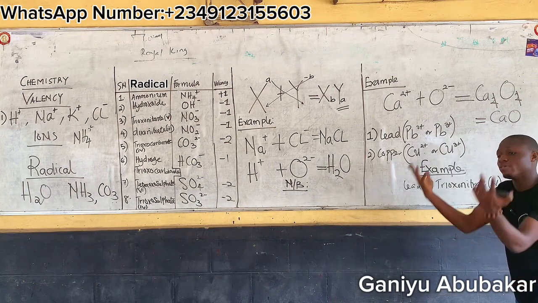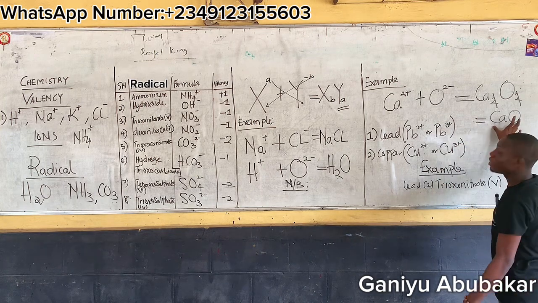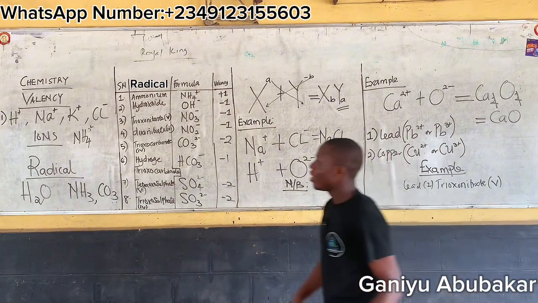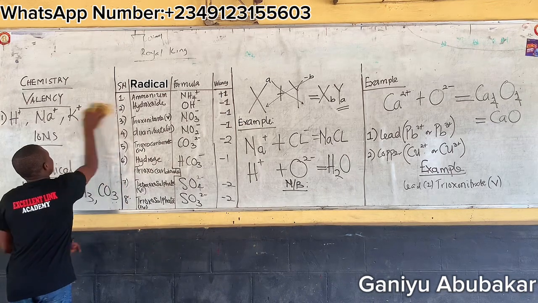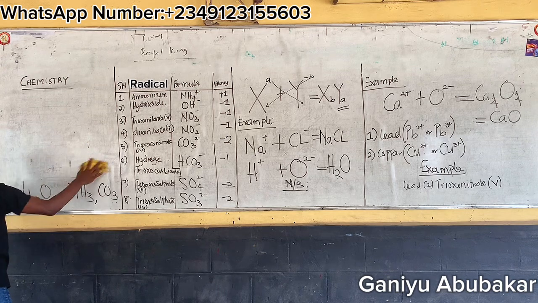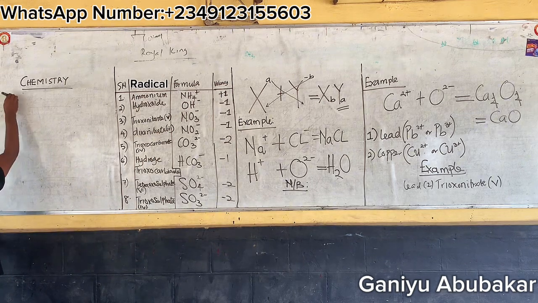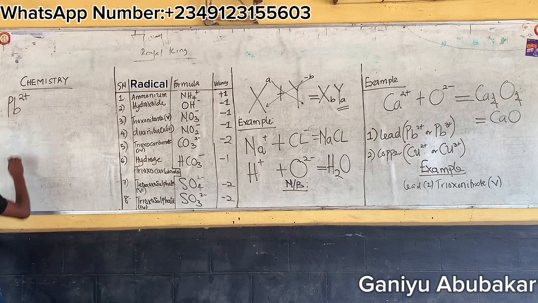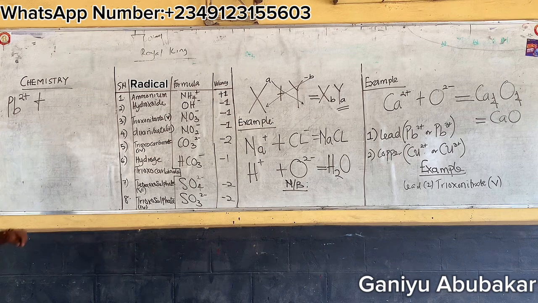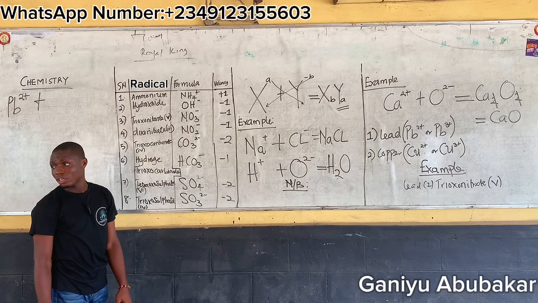Please let me write out the compound. How do you do that? Only in formula form. I said lead 2. It's quite simple, just check. It's very easy. Lead 2 becomes Pb2+, combining with trioxonitrate 5. Check the radical I gave you: NO3-. This is very important.